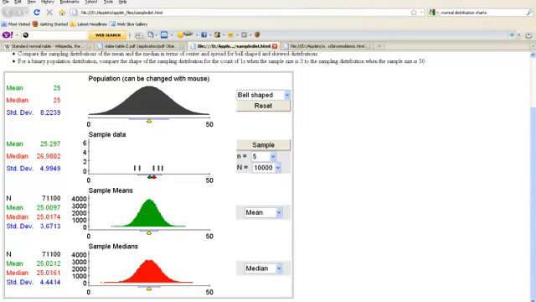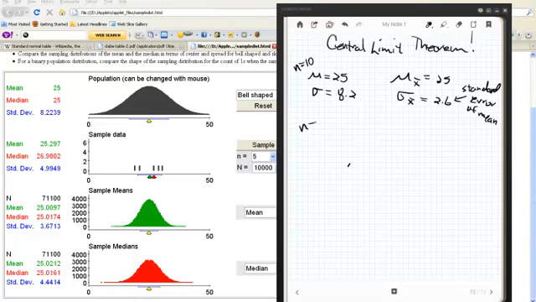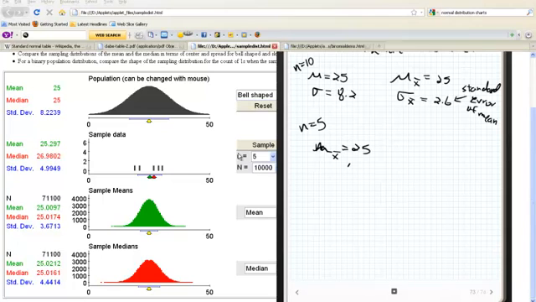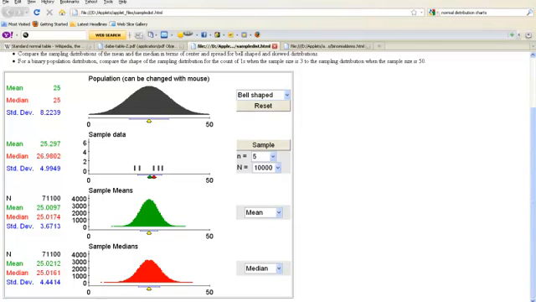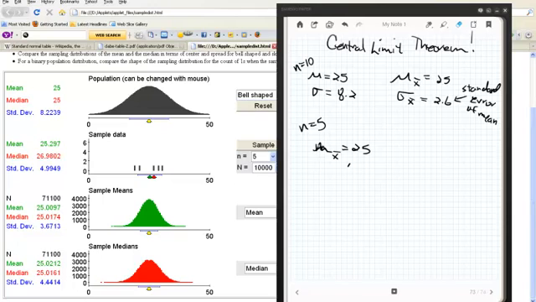Let's write that down. All right, so when n equaled 5, the mean of the means was 25. To be expected, it's an unbiased estimator. Let's make this just a little prettier. So this is my sampling distribution, my standard error of the mean, or the standard deviation of the sampling distribution, was 3.7. Huh, something fishy's going on.